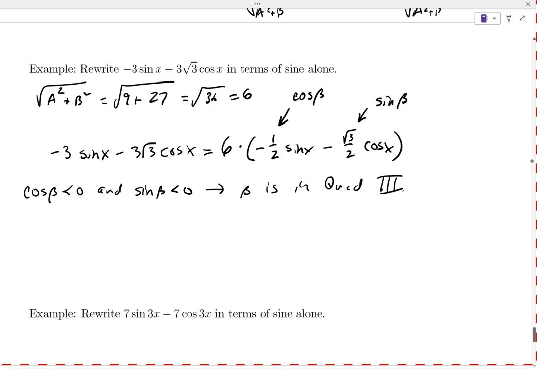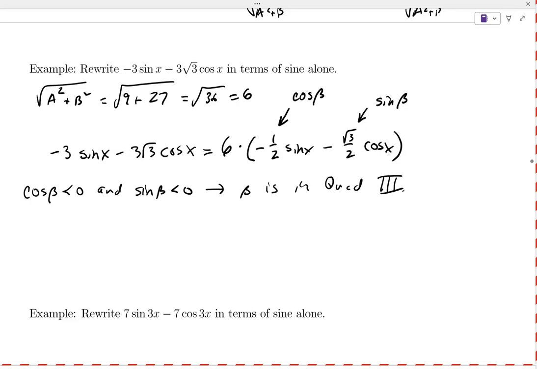Yes? Can you say one more time how you got the negative 1/2 sine x minus root 3 over 2 cosine x? So we found this 6. Okay? We multiplied and divided by 6. So the 6 stays out in front. Okay. I distributed the 1/6 through. Oh, okay. So the 3 over the 6 is a half, and the root 3 over 6 is root 3 over 2. That's where that came from. Yep. Yeah. That's an important step. We got to know where those numbers came from.